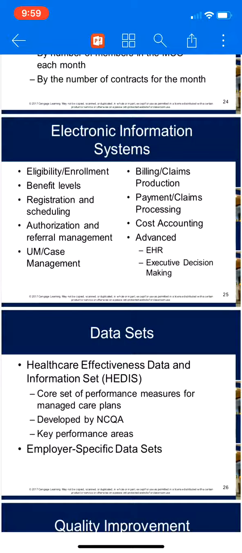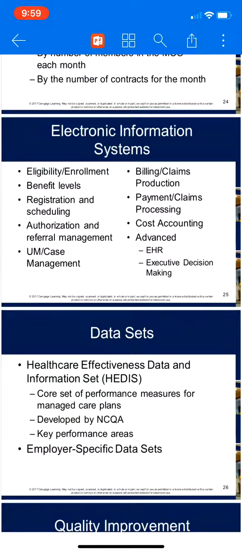Then we have our registration and patient scheduling. Hospitals within an MCO require a patient registration system, and all service providers require some form of scheduling software to manage their healthcare environment. Then you have your authorization and referral management piece. Managed care organizations provide pre-authorization for admissions and procedures and issue referrals for care that cannot be provided by the PCP. This information must be maintained in the computer system and must be accessible to the PCP.